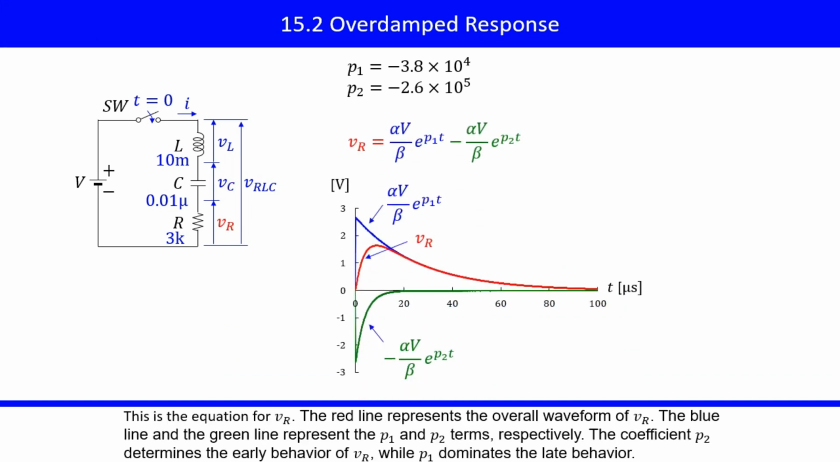This is the equation for VR. The red line represents the overall waveform of VR. The blue line and the green line represent the P1 and P2 terms respectively. The coefficient P2 determines the early behavior of VR, while P1 dominates the late behavior.